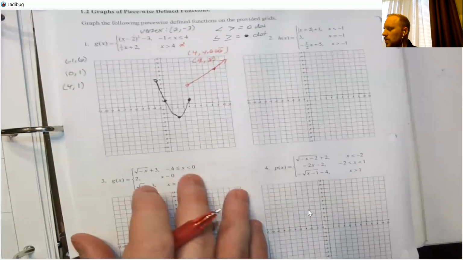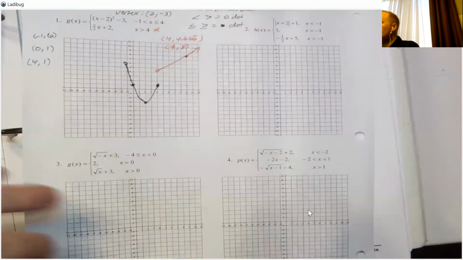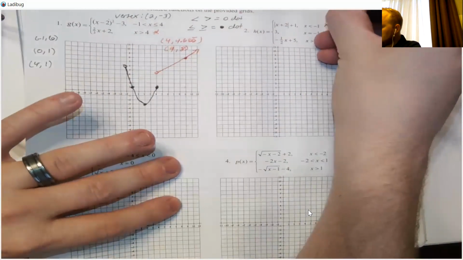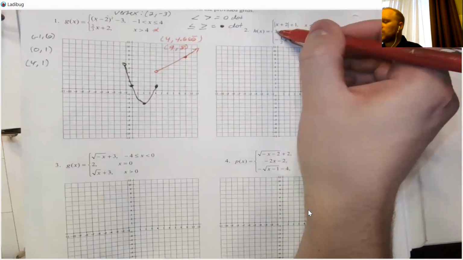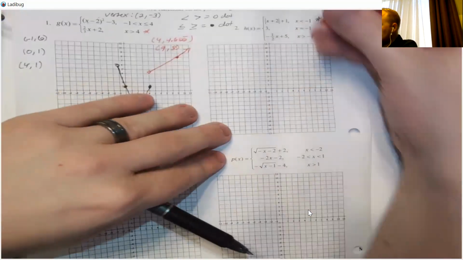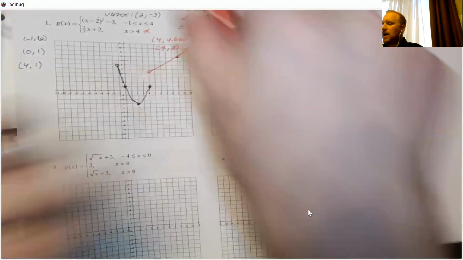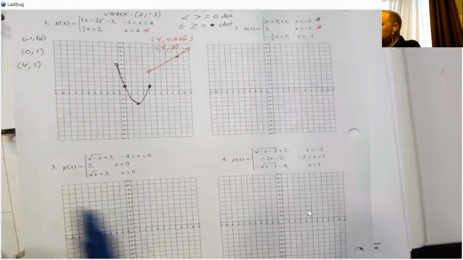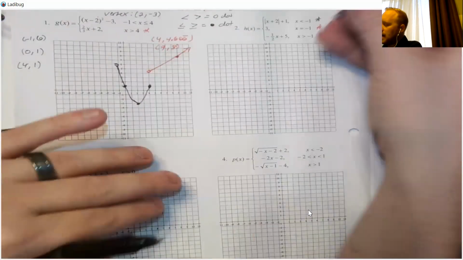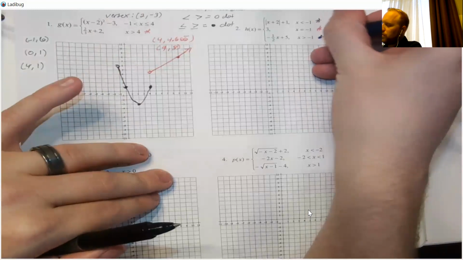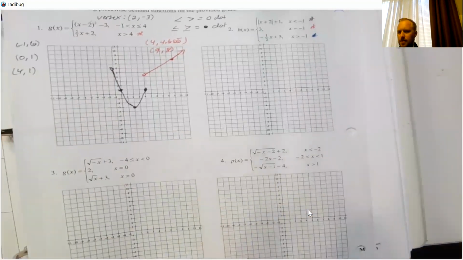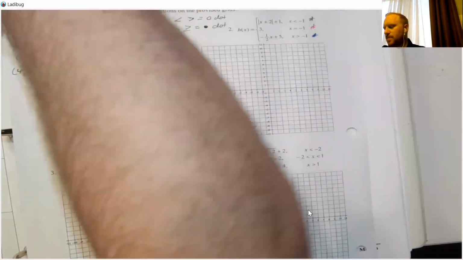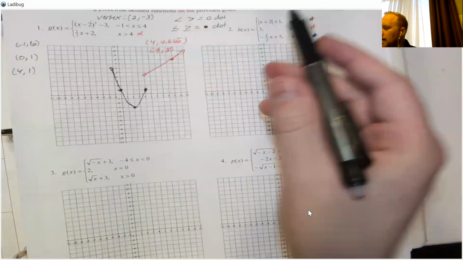Okay? Let's go to number 2. So number 2, we have 3 parts. I'm going to color coordinate these. So the first part is an absolute value. I'm making that one black. Then we have a horizontal line of 3. I'm going to make that one red. And then we have our last one, which is a linear function. And that one I'm going to make blue. Okay, so I'm going to start with each piece, and I'm going to graph them.